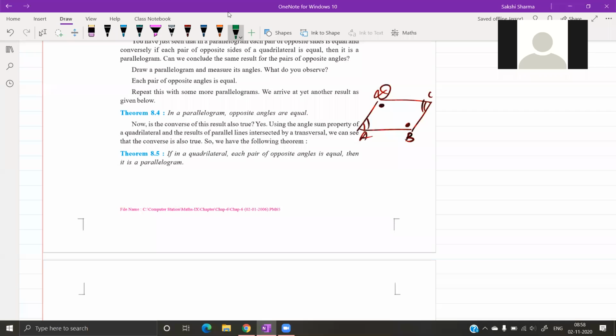Ma'am, according to theorem 8.5, if in a quadrilateral each pair of opposite angles is equal, then the figure is a parallelogram. That's correct. I'm saying if we had to prove it, this is the result.